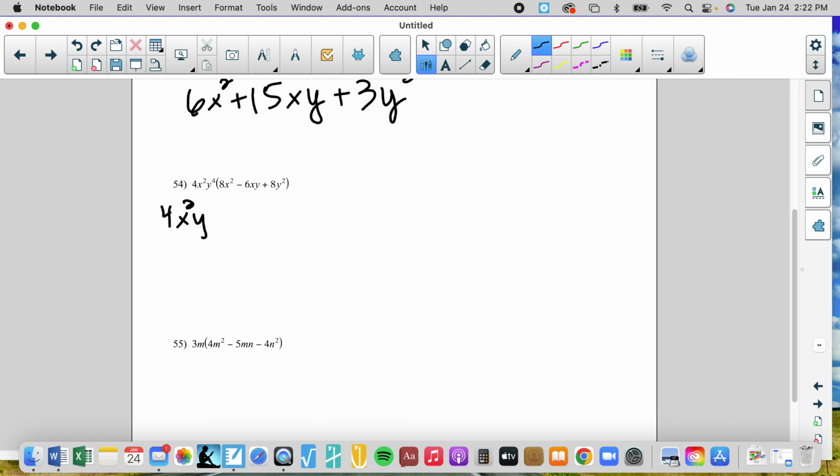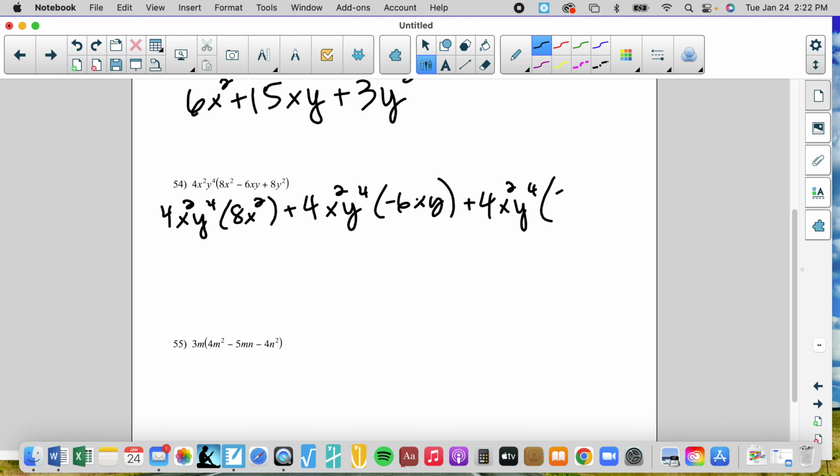4x squared y to the fourth times 8x squared plus 4x to the second y to the fourth times negative 6xy plus 4x squared y to the fourth times 8y to the second. 4 times 8 is 32. X to the second times x to the second is x to the fourth. Y to the fourth doesn't have a pair. 4 times negative 6 is negative 24. X to the second times x is x to the third. Y to the fourth times y is y to the fifth.